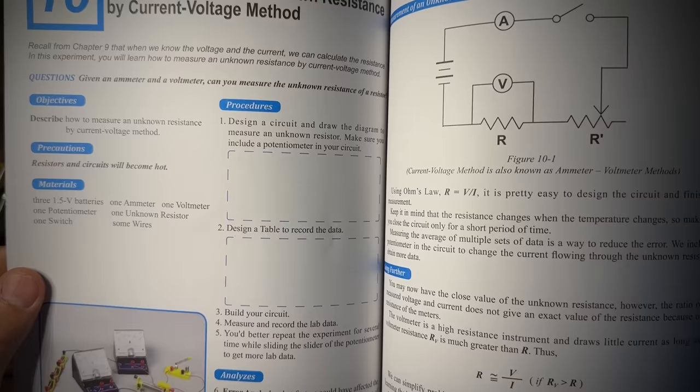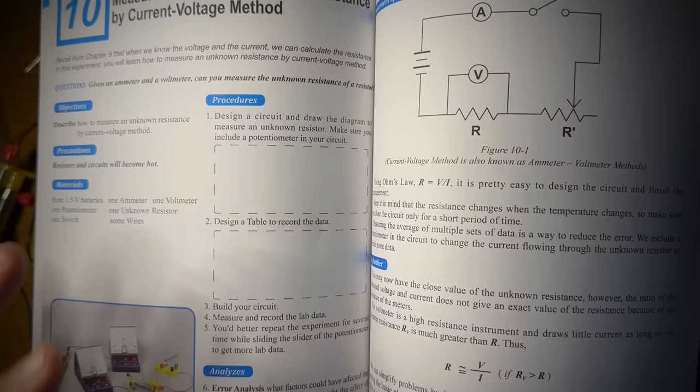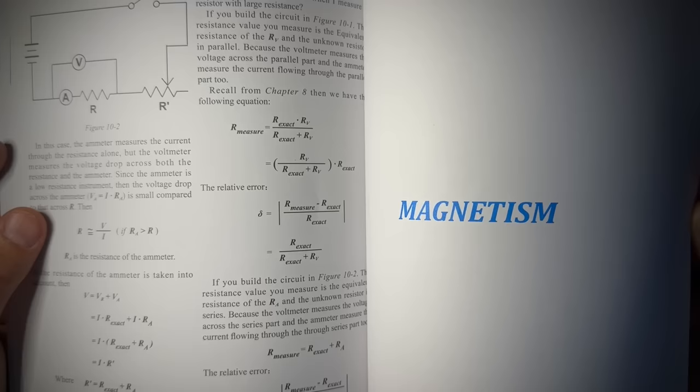So here's a way to, you have an unknown current, so you can tell based on your equations, you can essentially solve for an unknown variable. And then we get into magnetism.